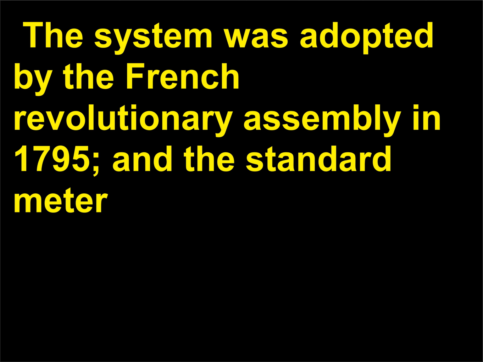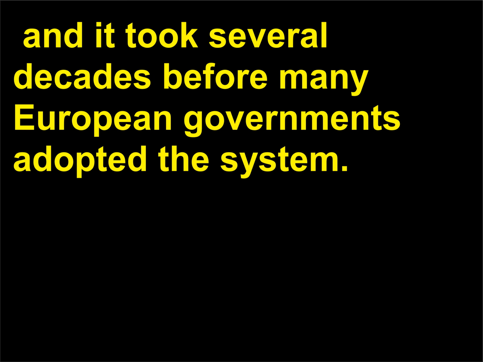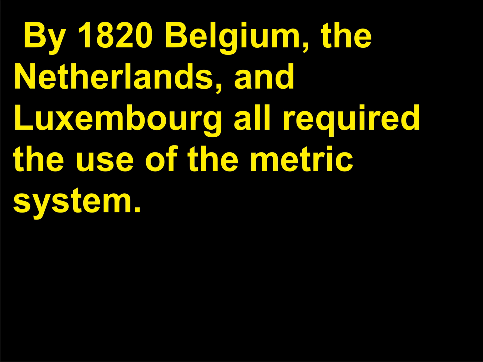The system was adopted by the French Revolutionary Assembly in 1795, and the standard meter. The first metric standard was adopted in 1799. But not everyone agreed with the metric system's use, and it took several decades before many European governments adopted the system. By 1820 Belgium, the Netherlands, and Luxembourg all required the use of the metric system.